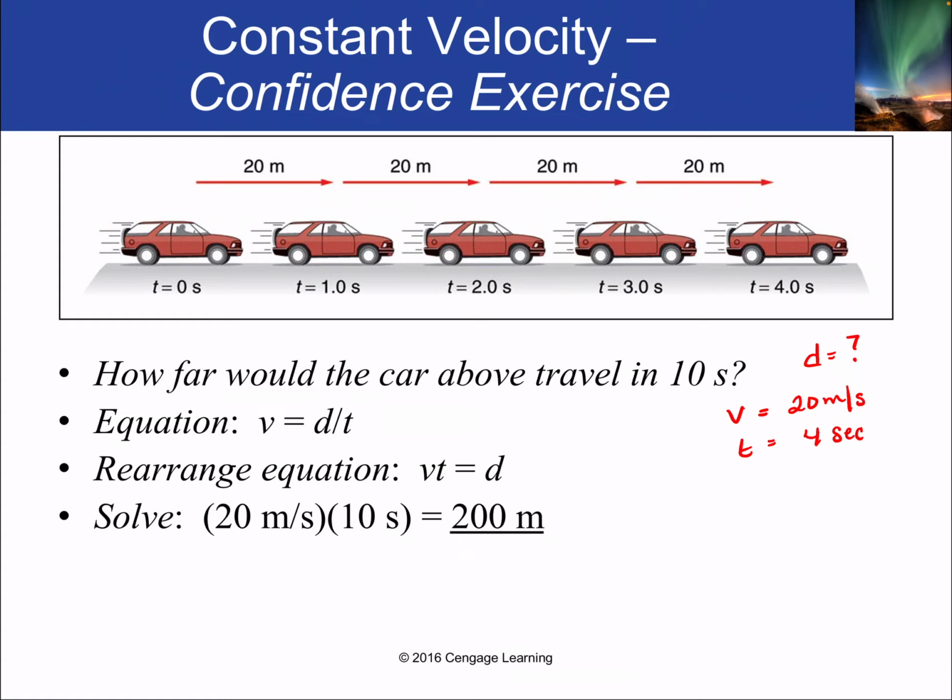So I know my basic equation is speed is distance over time. I'm asked to solve for distance, so I need distance by itself. So what I'm going to do is multiply both sides by time. So on my right, my time's going to cancel, which will give me my equation, distance equals time times the speed. Okay. So all I'm doing is taking my 20 meters per second, multiplying it by 10, and I get 200 meters.